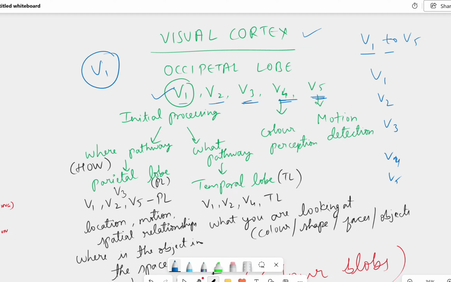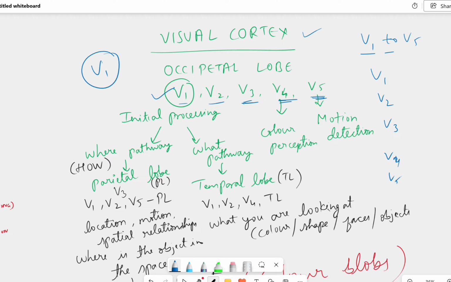And remember, the basic processing happening here is that the V1 area will be able to detect the edges, the orientation, the contrast of the objects you're seeing, the light intensity, all this will be processed in the V1 area. And also it has a retinotopic map, meaning there's a point to point mapping of the visual field in V1. Okay, so remember, the first area in the occipital lobe to receive all the visual information is V1.